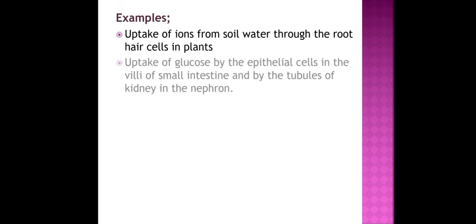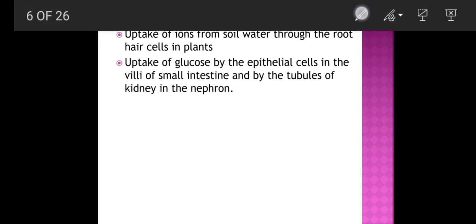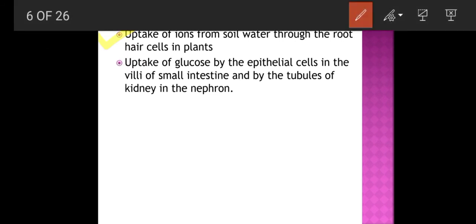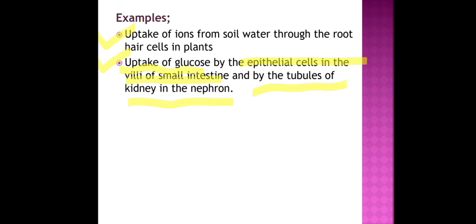Here are some examples of active transport. Uptake of ions from soil water through the root hair cells in plants is an example of active transport. Another example is the uptake of glucose by the epithelial cells in the villi of the small intestine and by the tubules of the kidney in the nephron.